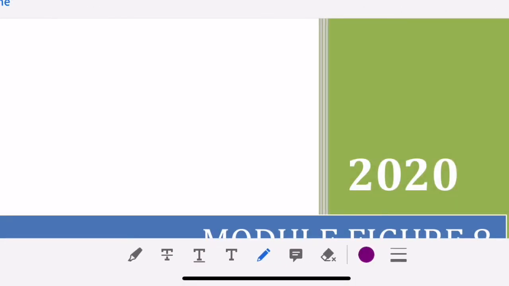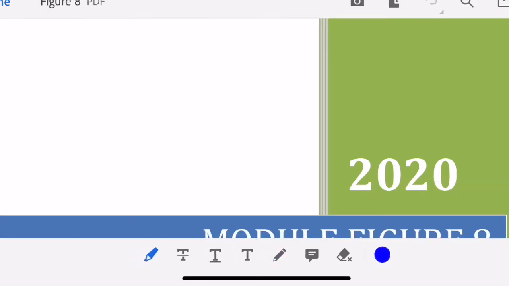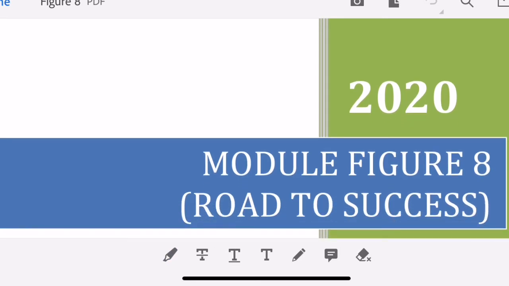Have you tried the module figure 8? Alright, so let's go through the module figure 8. You're supposed to do it every day, right? According to teachers. Actually, this module is prepared for Form 5 students this year who are going to sit for SPM next year. Module figure 8 sounds very nice.